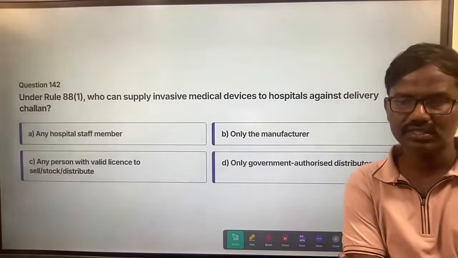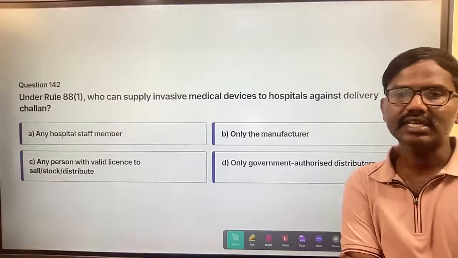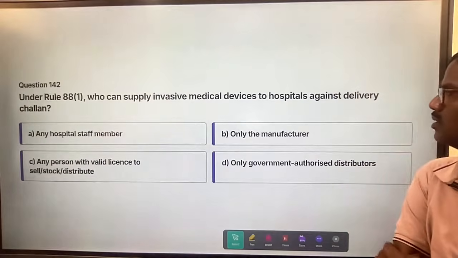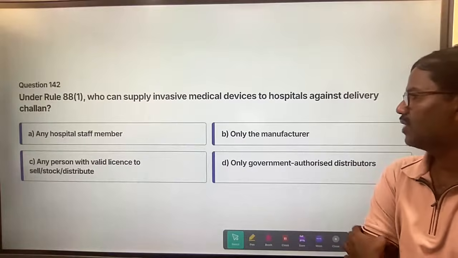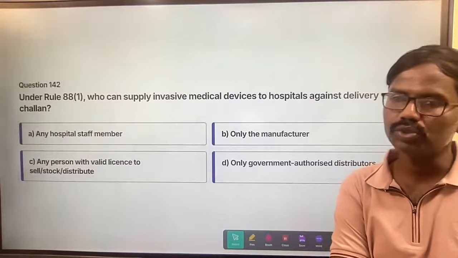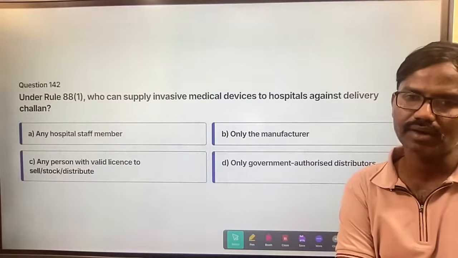Invasive medical device. It comes under high risk classification. Invasive medical device. Yes, who can supply? Hospital, manufacturer, any person having license, only government authorized. Please post your options with question number.